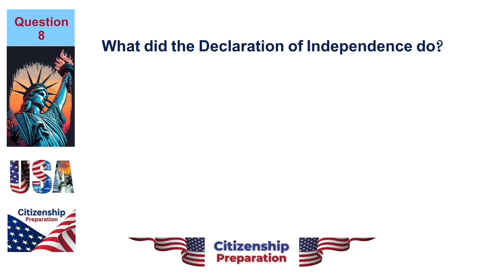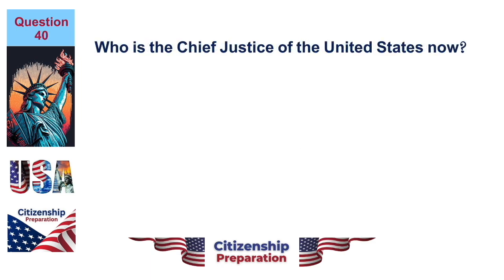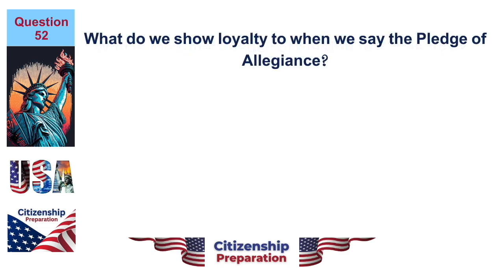What did the Declaration of Independence do? Announced our independence from Great Britain. Who is the Chief Justice of the United States now? John Roberts. What do we show loyalty to when we say the Pledge of Allegiance? The United States.